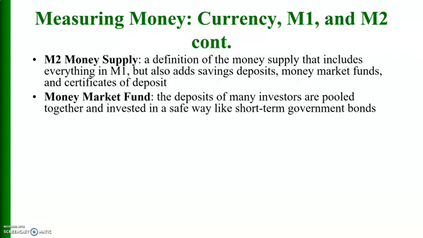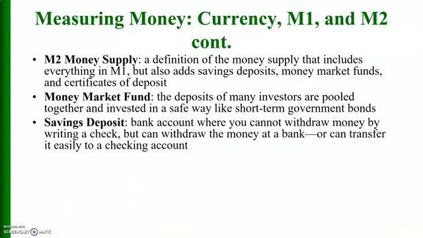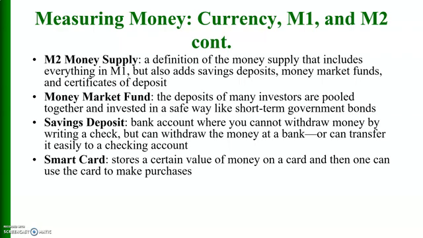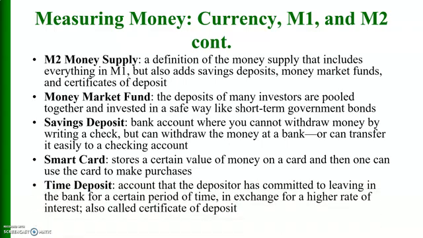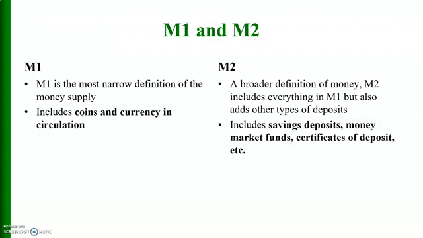Money market funds: the deposits of many investors are pooled together and invested in a safe way, like short-term government bonds. Then we have savings deposits, a bank account where you cannot withdraw money by writing a check but can withdraw the money at a bank or transfer it easily to a checking account. Smart card: it stores a certain value of money on a card and then one can use the card to make purchases. Time deposits are accounts that the depositor has committed to leaving in the bank for a certain period of time in exchange for a higher rate of interest. These are also called certificates of deposit.